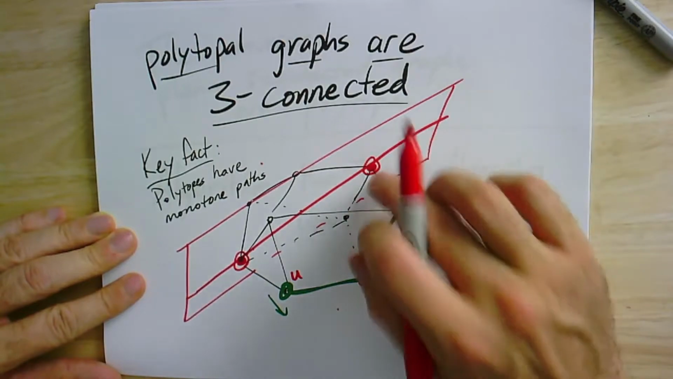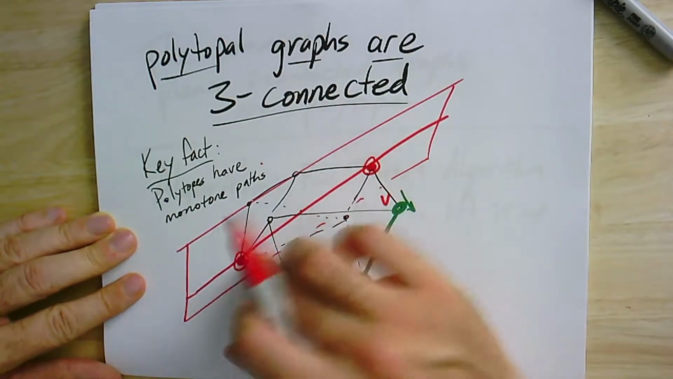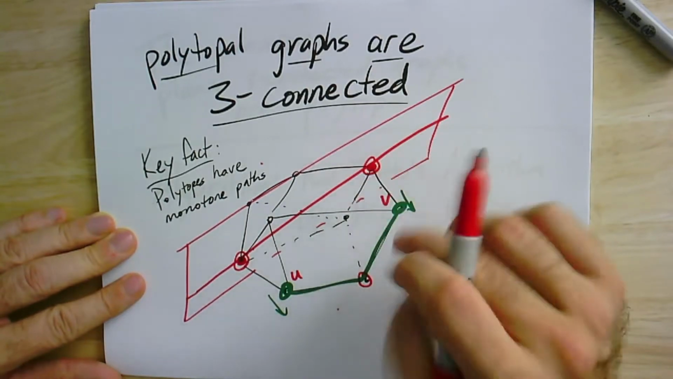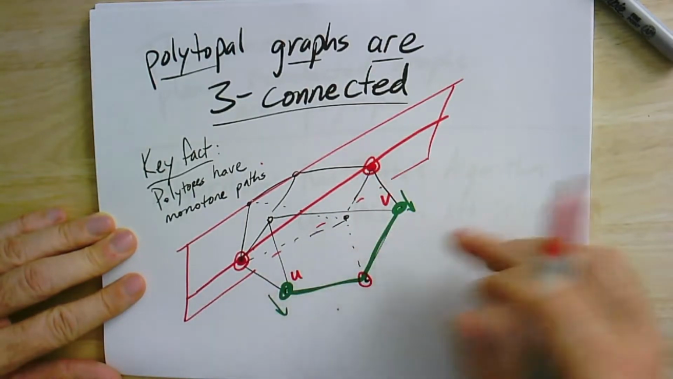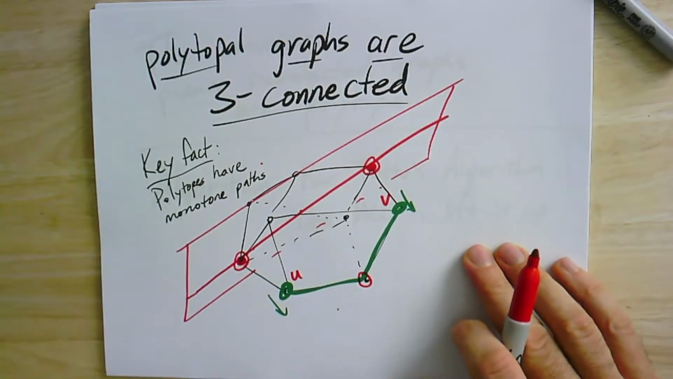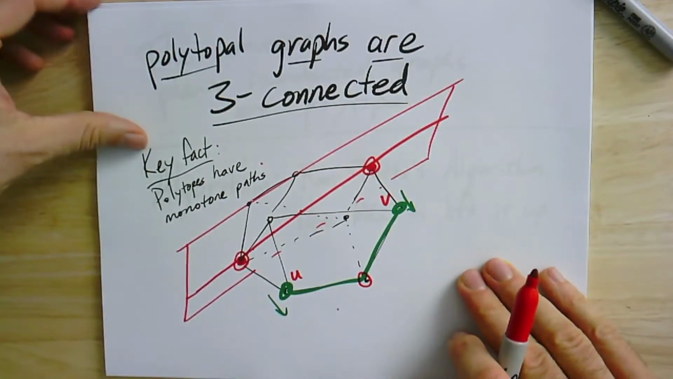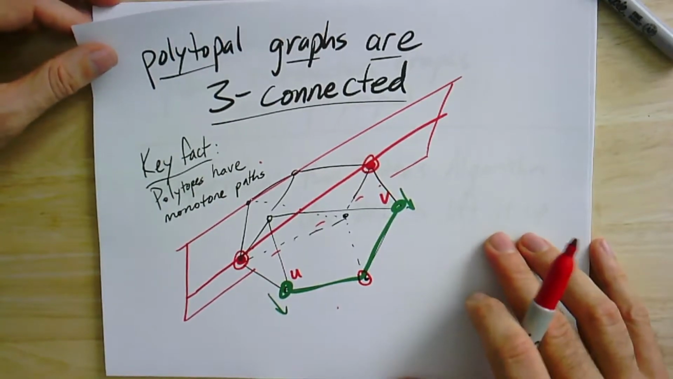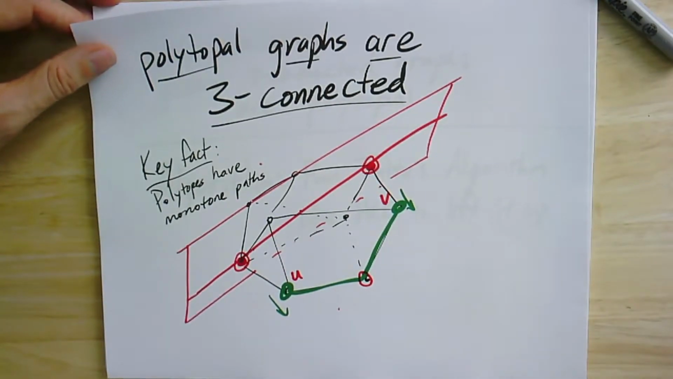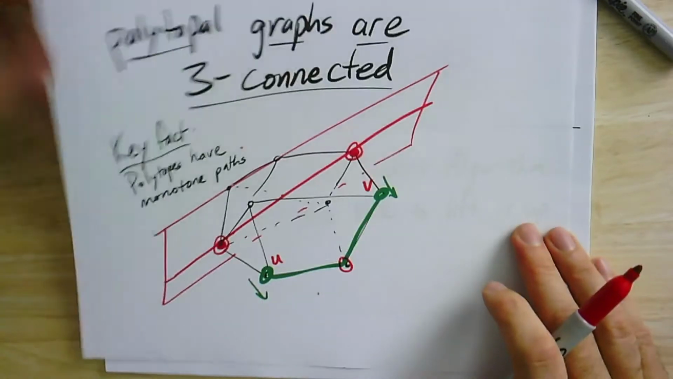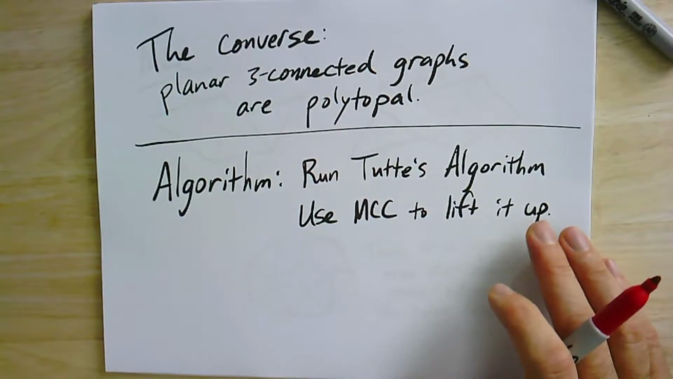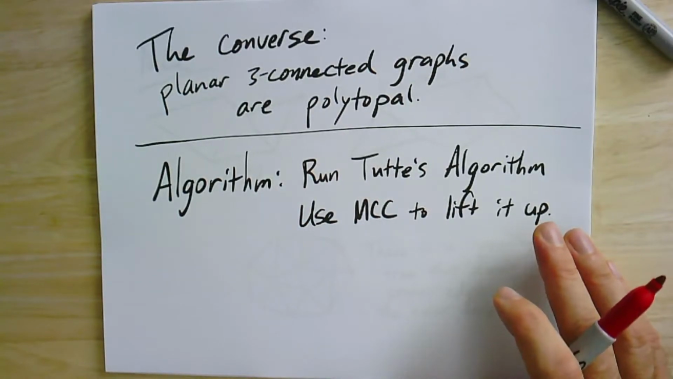So that would be a contradiction to the claim that this was really a cut set, because no matter what two vertices I choose, for every other pair of vertices, I will still have a path between them. Okay, so this somehow explains how the three-dimensionality gives you three connectivity. So we've seen then that polytopal graphs are planar and three connected.